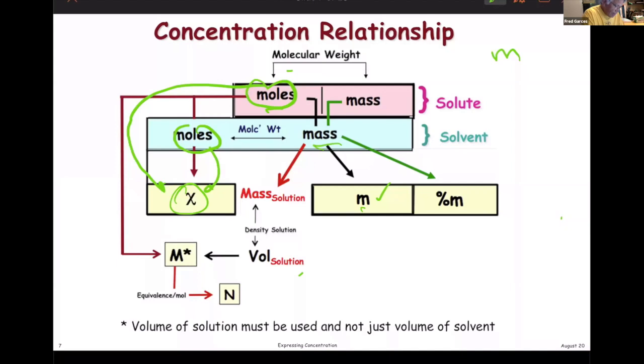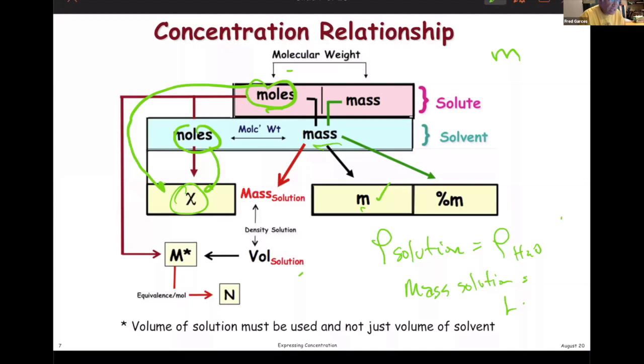By the way, if the density of the solution equals the density of water, then the mass of the solution is equal to the liters of the water added, because they're practically the same. 1 liter is 1,000 grams is 1 kilogram if that solution has a density of 1.